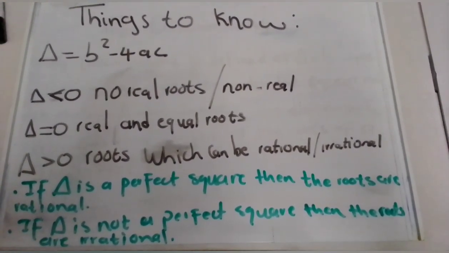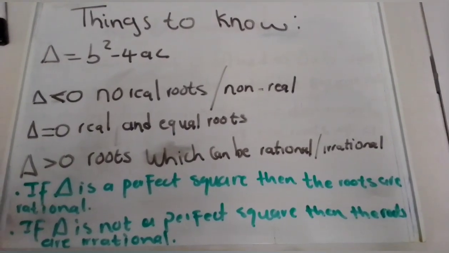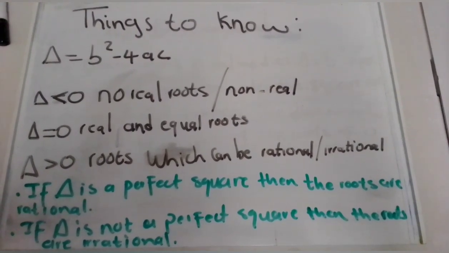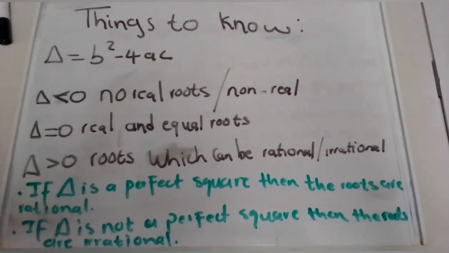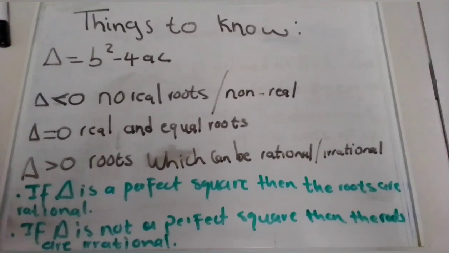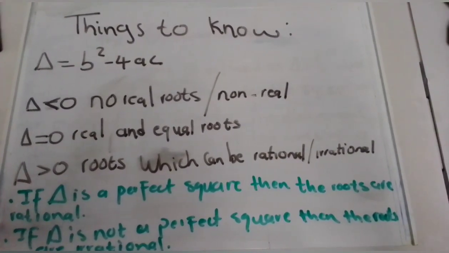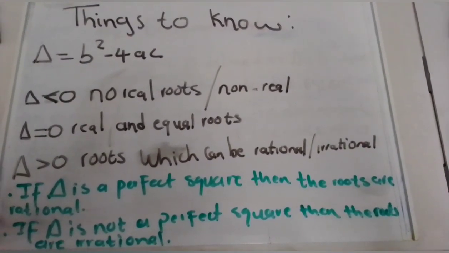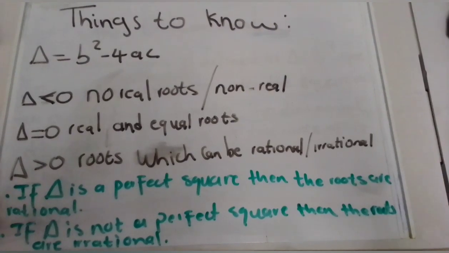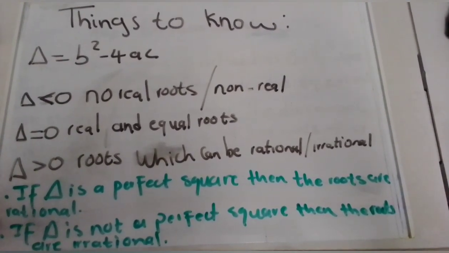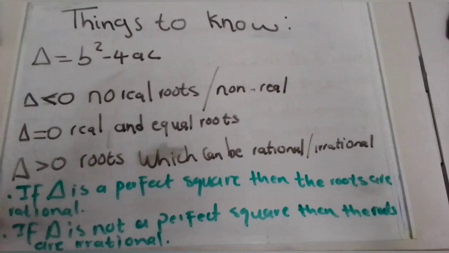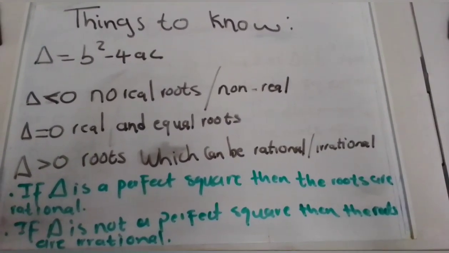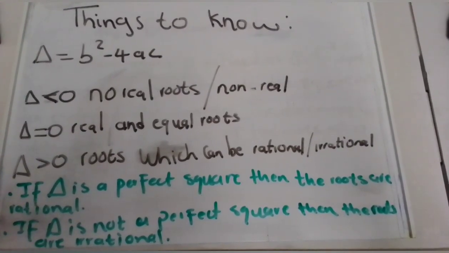So delta less than 0 indicates no real roots, or non-real. They will ask questions like: they give you a quadratic equation, then they say show that that particular quadratic equation has no real roots. So you put less than 0 to that quadratic equation. When they say the roots are real and equal, you equate it to 0. When they say roots are irrational or rational, you put the greater than. You will understand it when we approach the questions.